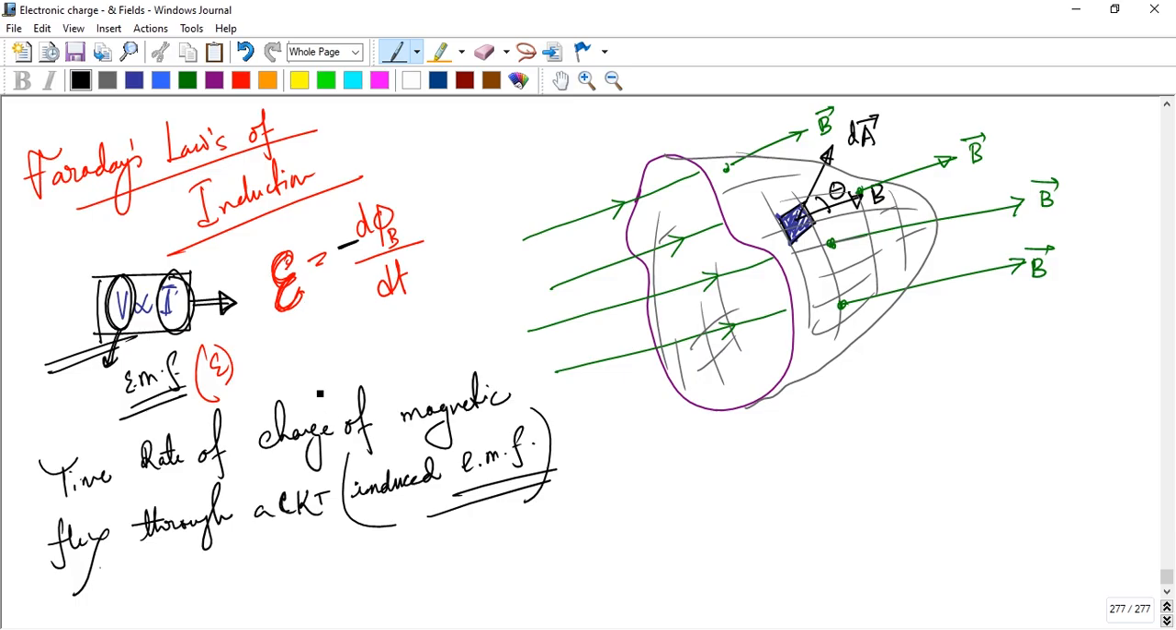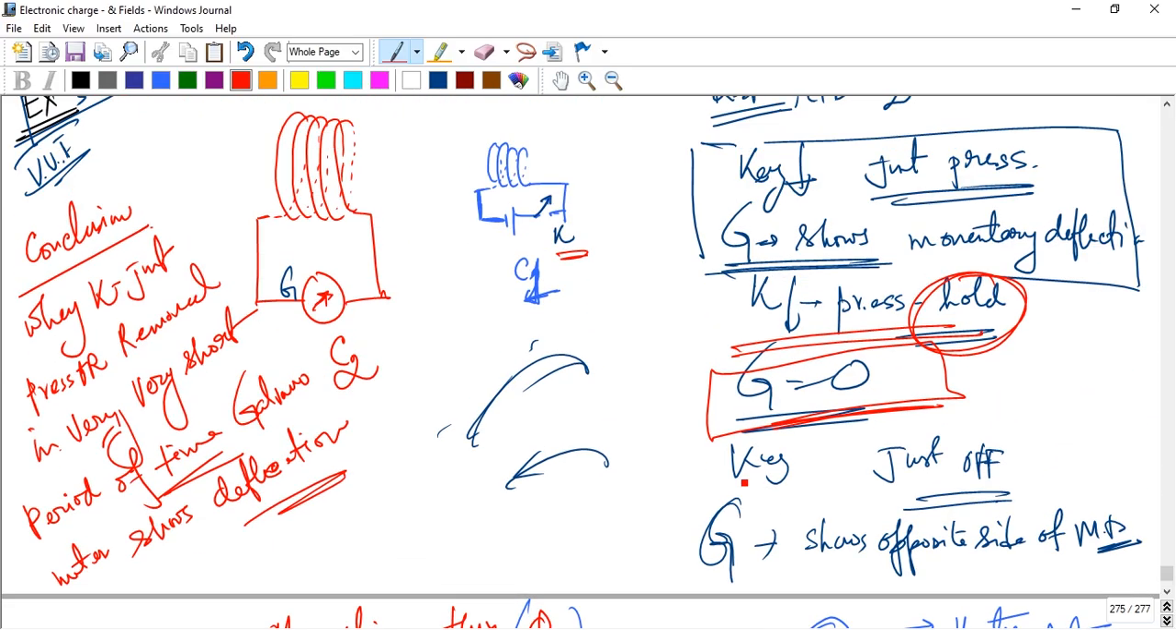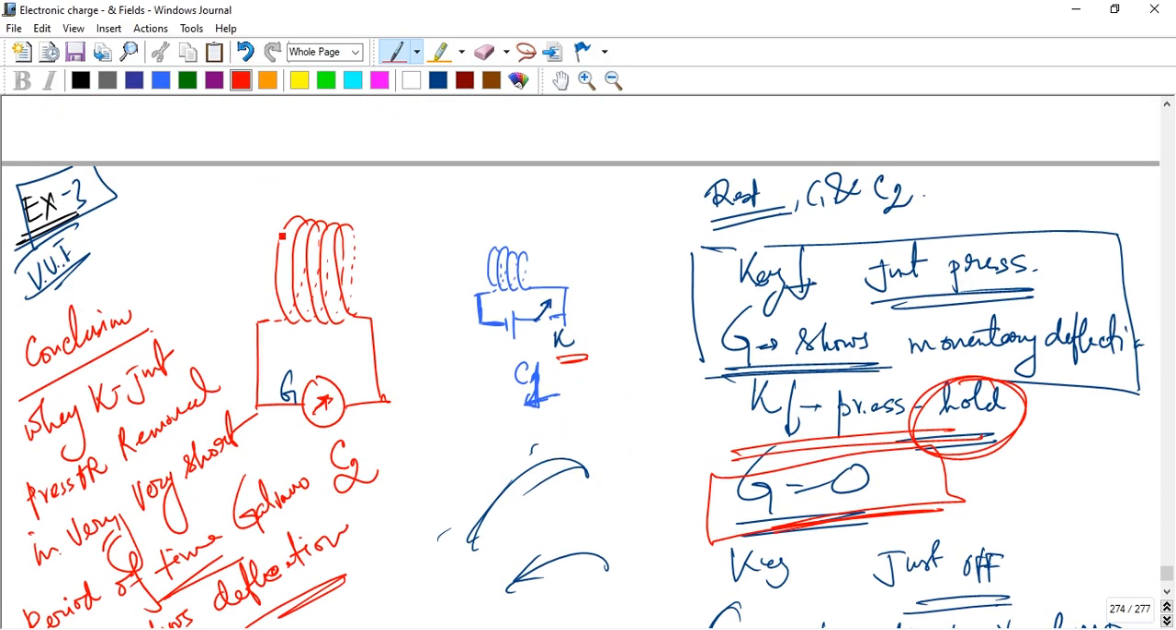Okay, and due to the negative direction of the EMF, that's why you get a minus sign here. And another term that is very important here for induced EMF is the number of turns in the coil. Okay, this is a very important factor. The number of turns in the coil.